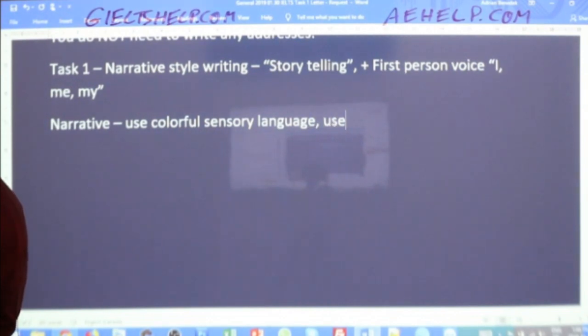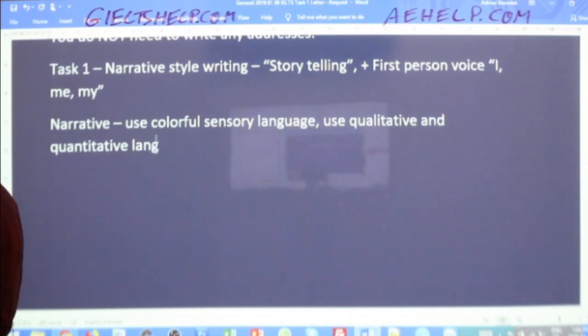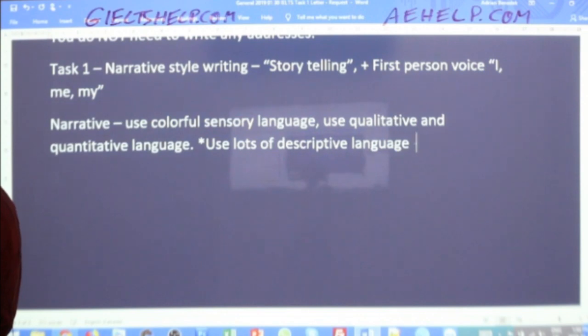Use qualitative and quantitative language. Use lots of descriptive language. And I'll explain these, don't worry. Descriptive language, adjective clauses, if we're thinking grammar.